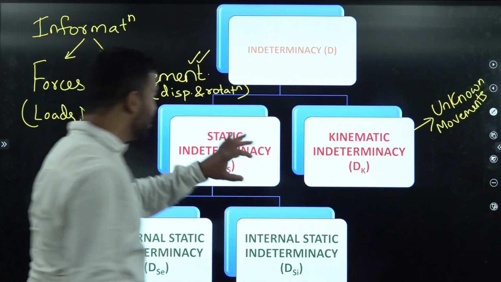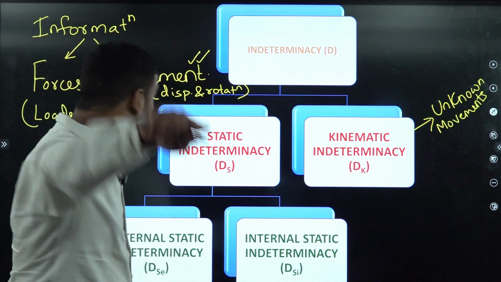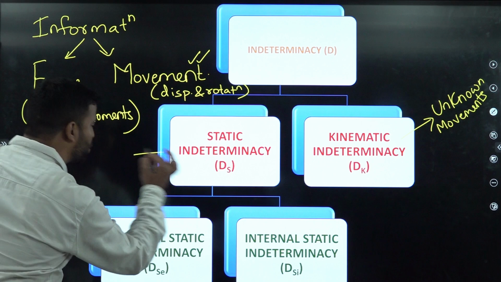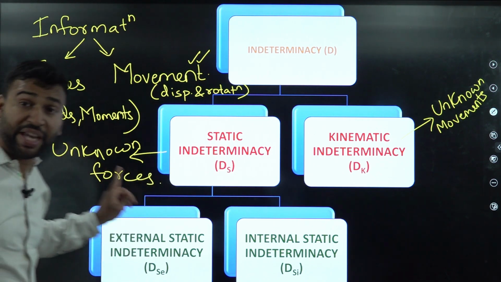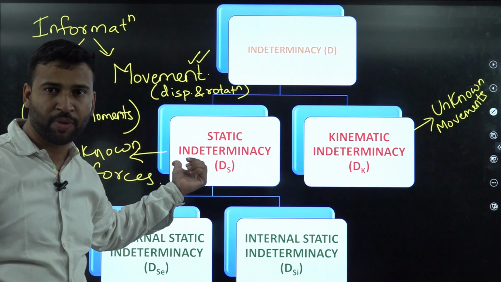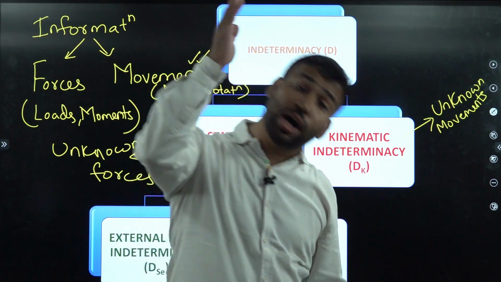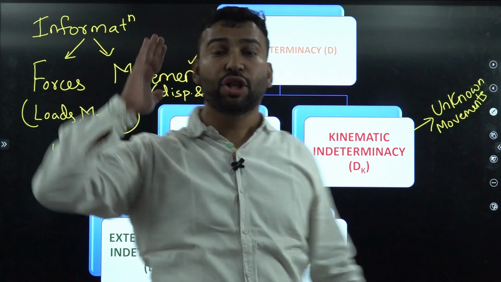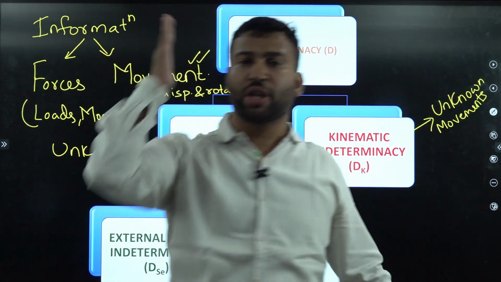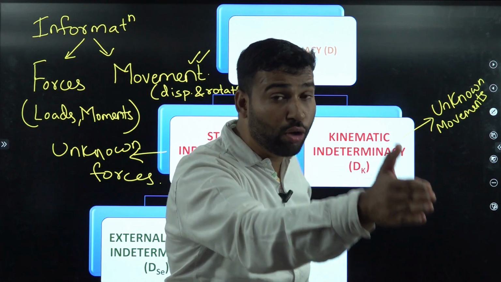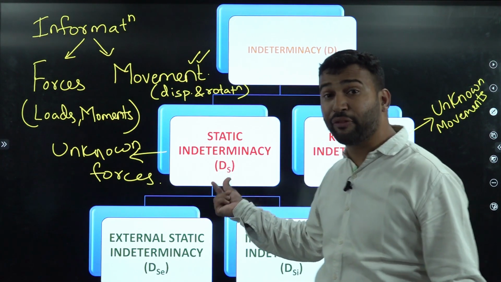Done. Now moving on to the next portion, that is static indeterminacy. Now what does static indeterminacy mean? Movement is complete. So, number of unknown forces. What is unknown here? Forces. Now these forces will be the sum of external reactions as well as internal forces. So the number of unknown forces which cannot be solved with the theory of equilibrium alone is known as static indeterminacy, denoted by D suffix S.